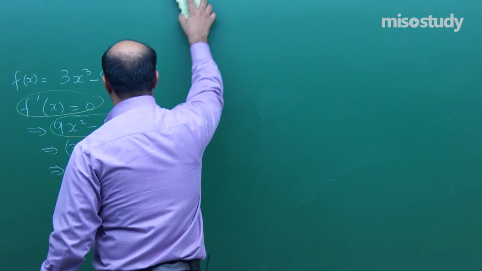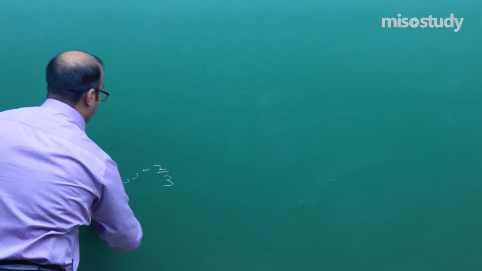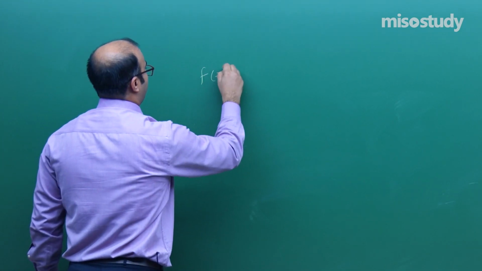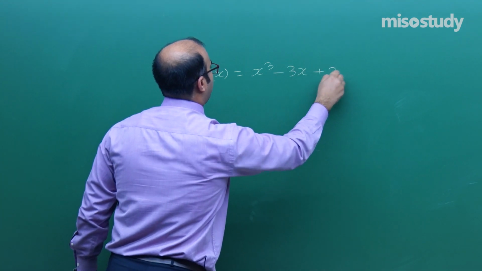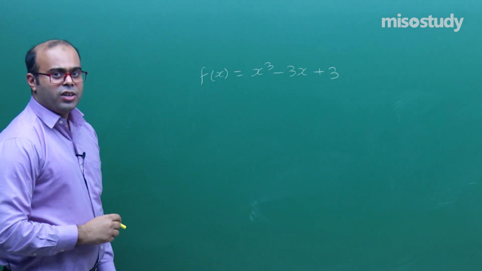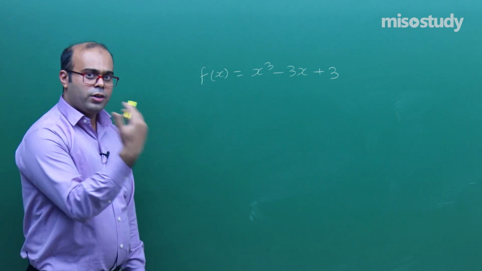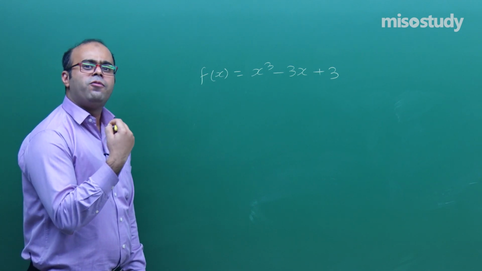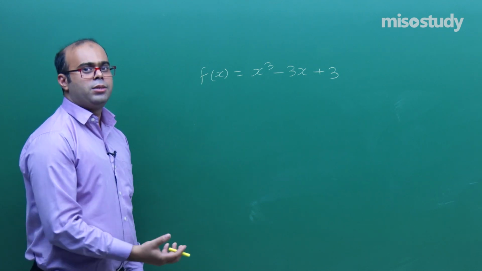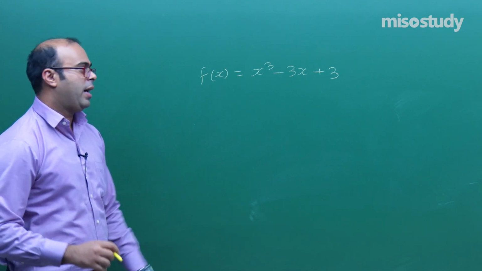There we will even find the maximum and minimum values, so calculation will be easier there. So let us take f(x) is equal to x cube minus 3x plus 3. This is a function. Now you have a straightforward question: find the points of maxima and minima and also find the maximum and minimum values. Here we mean local maxima and minima. Everywhere it means local maxima and minima.